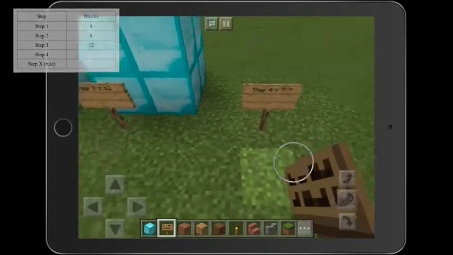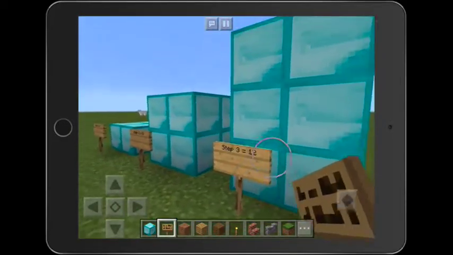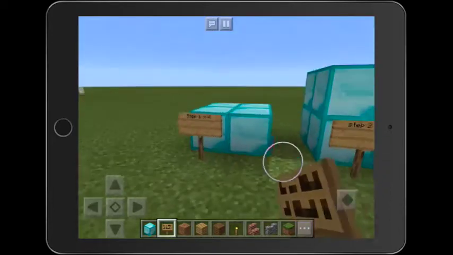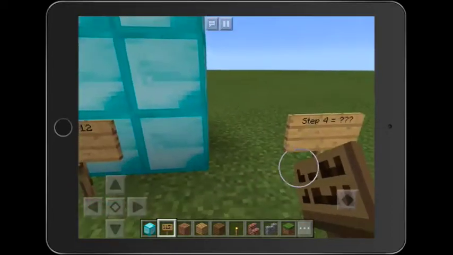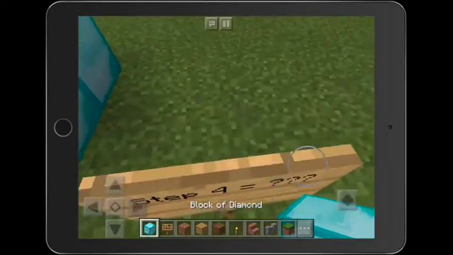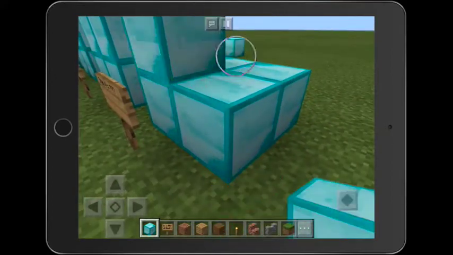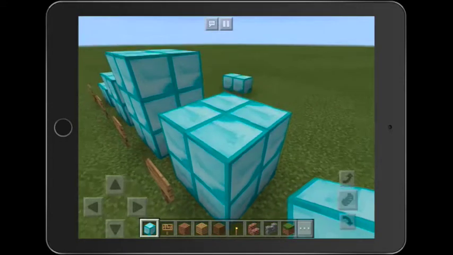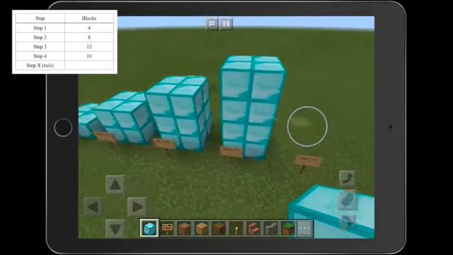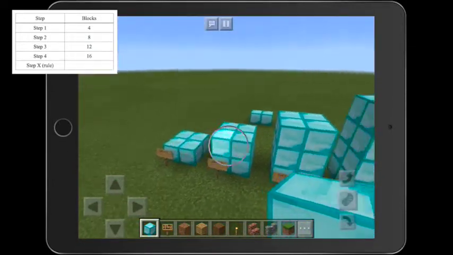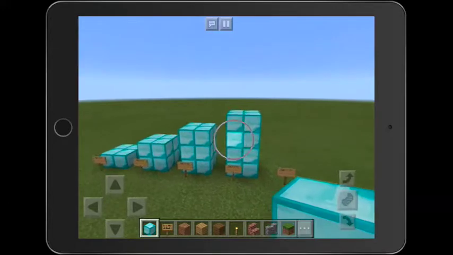So step 4. What would step 4 be? Step 4 would be another layer, so I'm going to add 4 to this. Notice that each time I do this, I'm adding 4. Step 1 is 4, add 4 more, 8, add 4 more, 12. So in this case, I would be adding 4 more. Ooh, missed, huh? And up a little bit more. So in this case, it would be 16. 4, 8, 12, 16. So we should be able to predict now any number in this pattern.